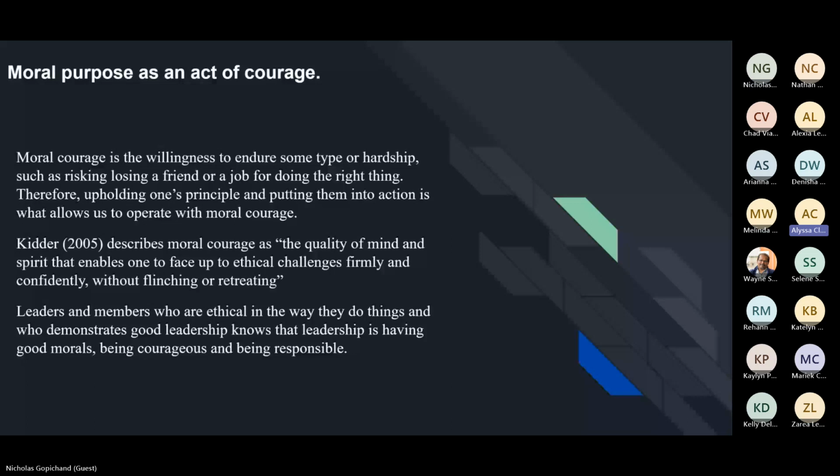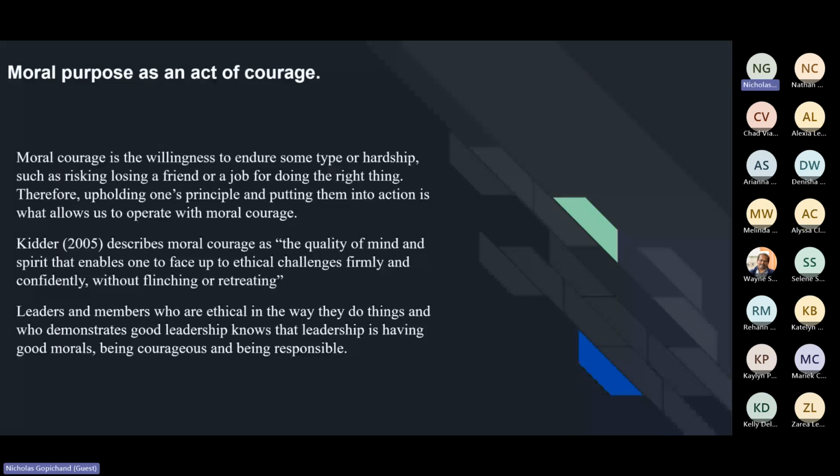Morals is basically doing the right thing. Yes, and how does it relate to being courageous? I guess you have to have strength to communicate whether someone is doing the right thing or not. So that would be courage in a sense.